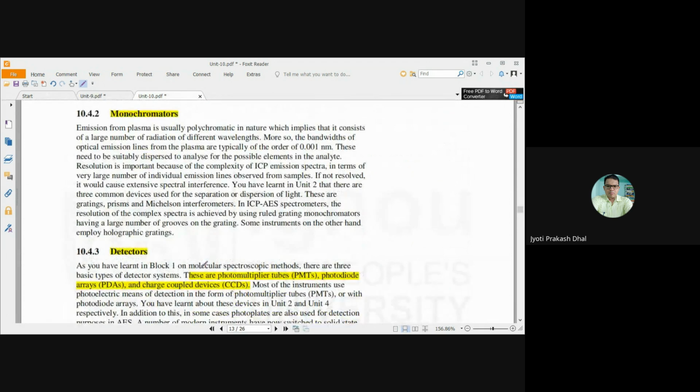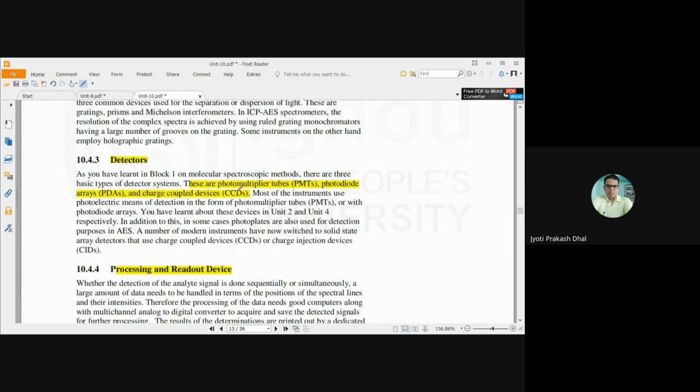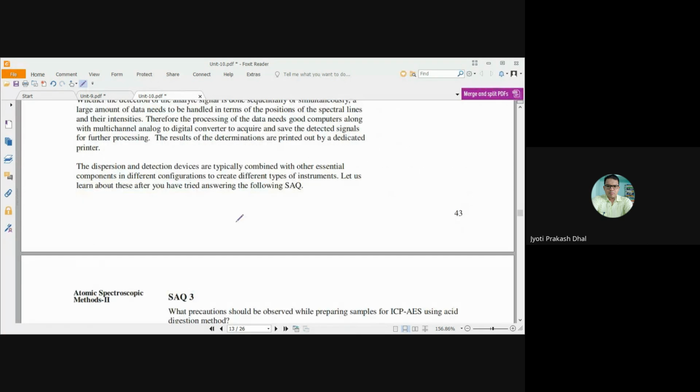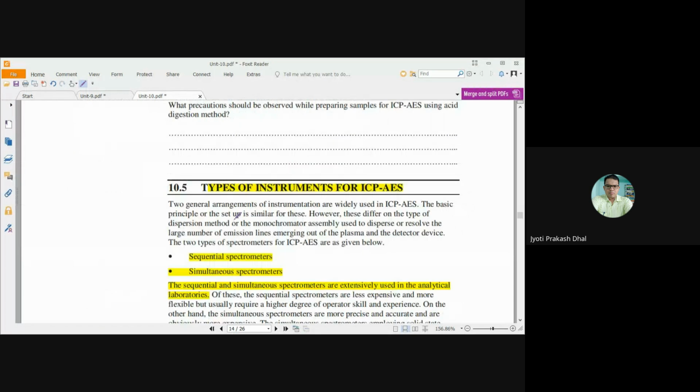Then the monochromator, then the detector. The detectors are PMT, that is photomultiplier tube, photodiode arrays, that is PDAs, and charge coupled devices, CCDs. Then the processing and readout device, where we can analyze the spectra. Then the types of instrument for ICP-AES.